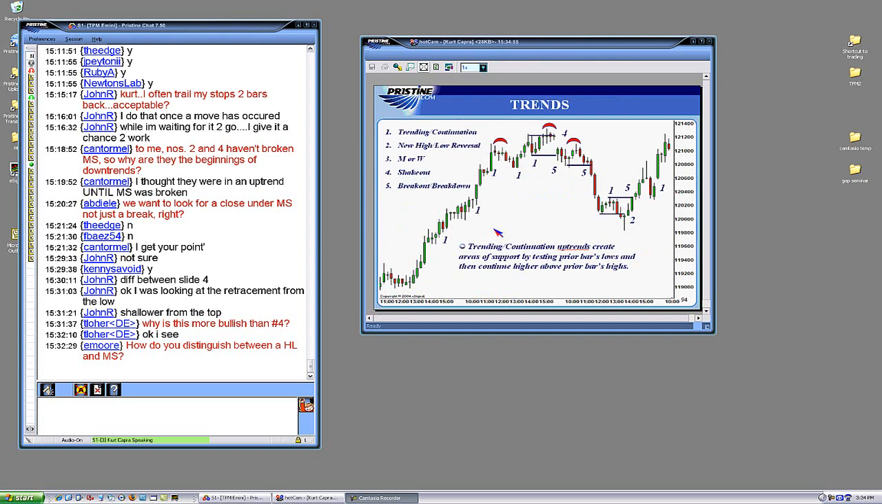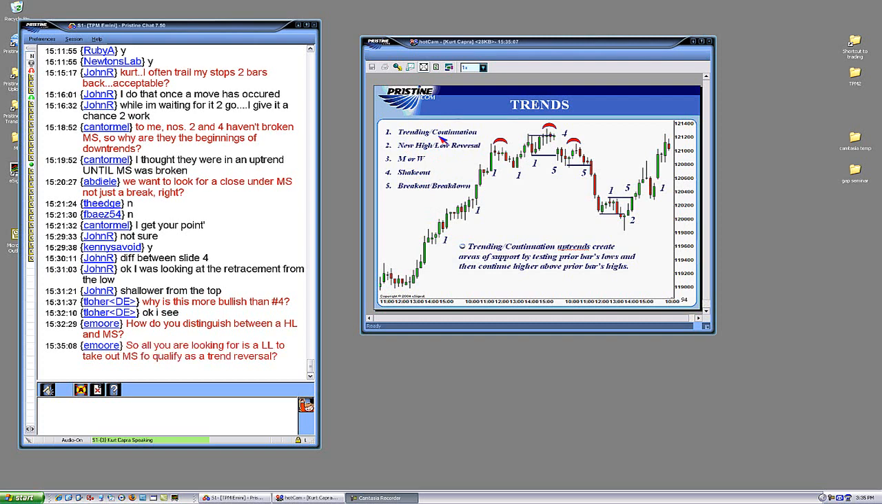All right, so here we have a chart, and it's numbered, right? 1 through 5. Each of these numbers represent either confirmation, continuation of a trend, or some type of reversal. So all you're looking for is a lower low.